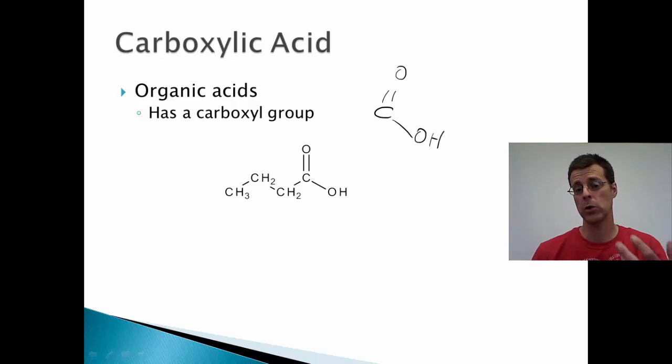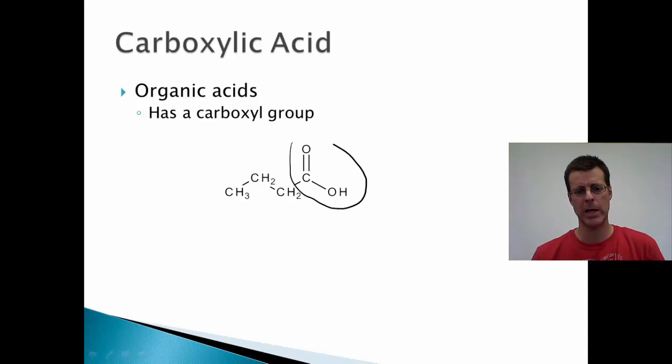Now when I'm identifying functional groups, I have to start expanding. I have to start looking a little bit further down the line. So much like an aldehyde, a carboxylic acid has to be right on the end of a molecule because it only has a carbon on one side of it.